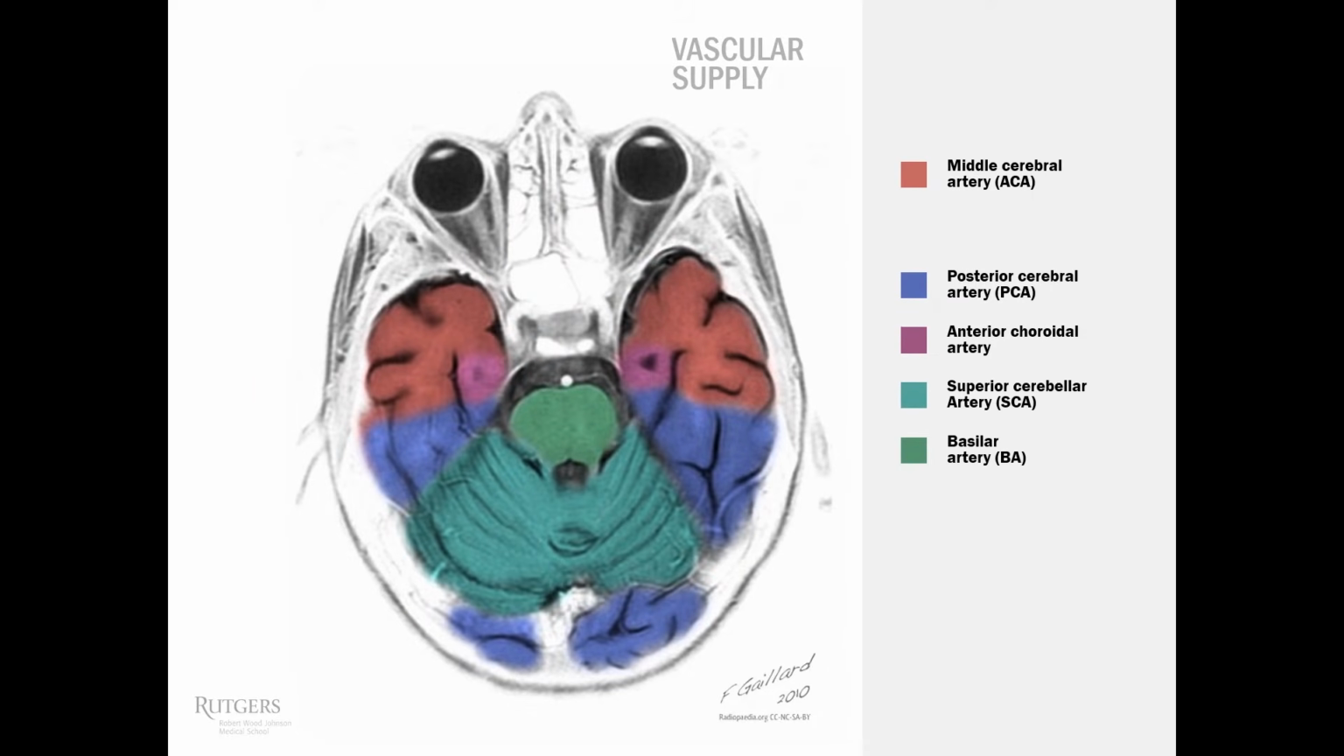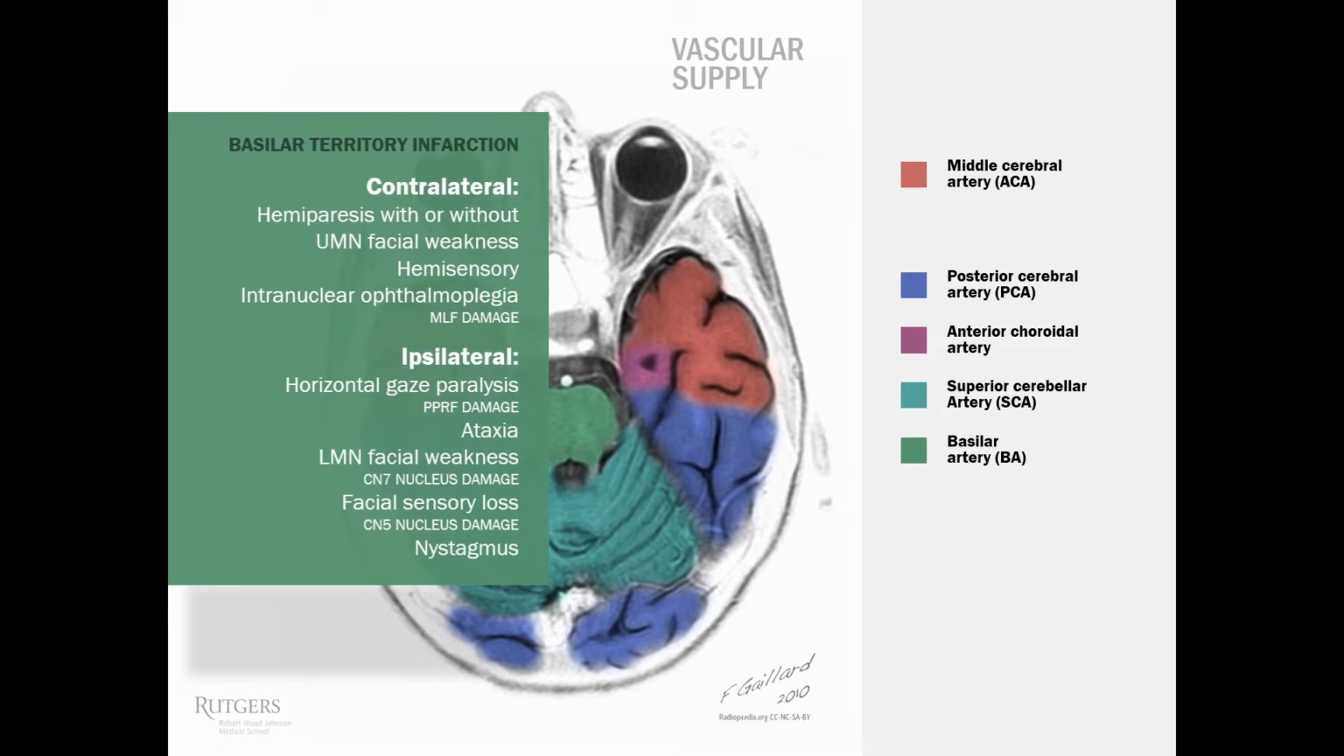The basilar artery supplies, wait for it, the base of the brain. Well, mostly the pons and some anterior medulla to be precise. So unsurprisingly, it can actually cause contralateral hemiparesis with or without facial weakness, hemisensory loss, intranuclear ophthalmoplegia, that's when both eyes are not moving in synchrony, and that's from a medial longitudinal fasciculus damage.